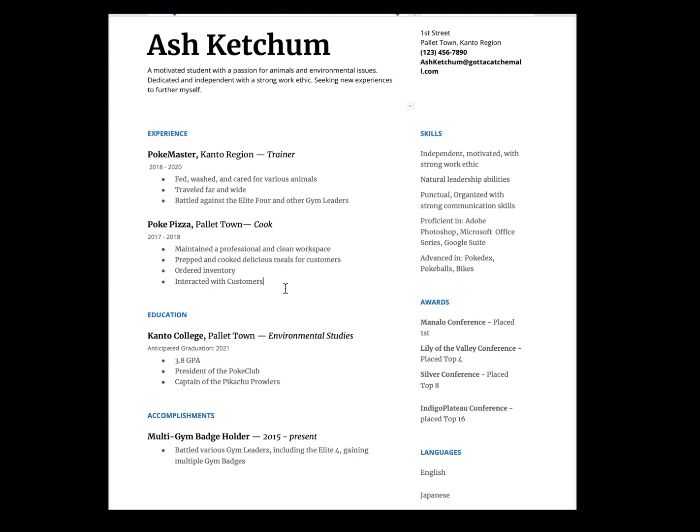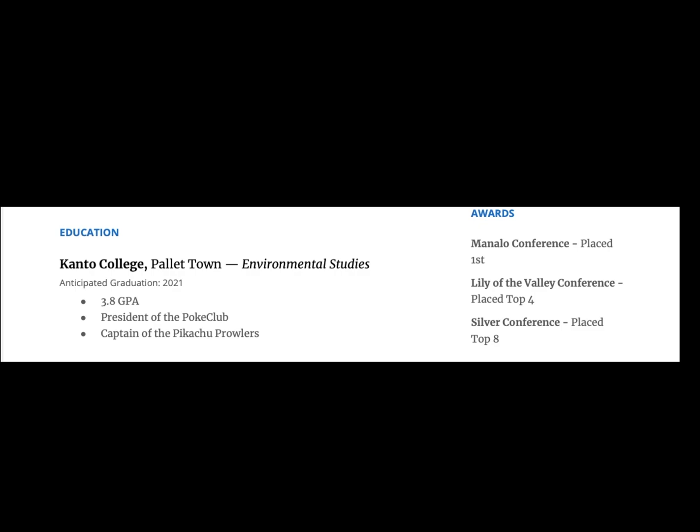Some things you will want to list in the education portion of your resume is the school and its location, the anticipated year of graduation, and any clubs or organizations you are a part of. Similarly to college applications, jobs want to look for well-rounded people who are active community members. So by showing that Ash Ketchum is the president of the Pokey Club and the captain of the Pikachu Prowlers, this shows to the employers that he is well-rounded, he is a go-getter, and he has strong leadership skills.